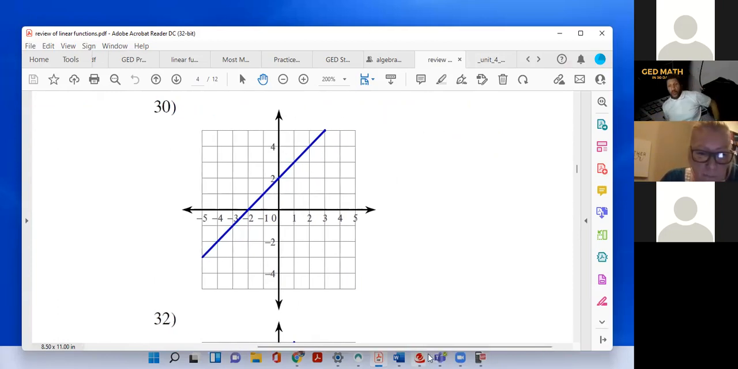Yes. Okay, so what they might ask is, what's the slope of this line? They might ask you, what's the equation of this line? So for example, what I'm going to do is put 4 multiple choice answers on this.